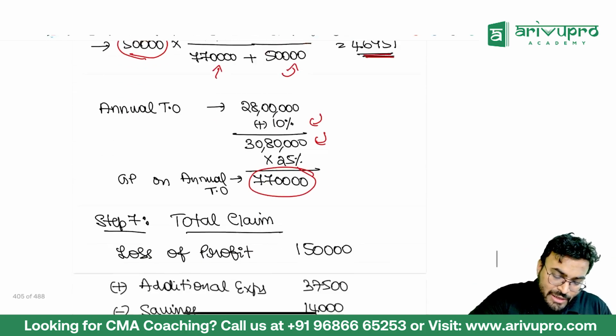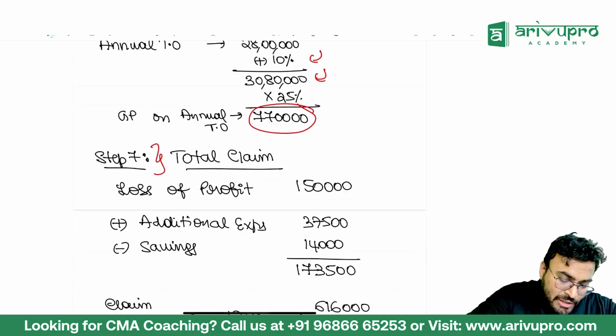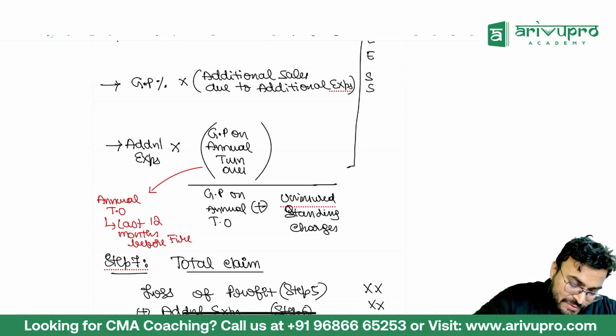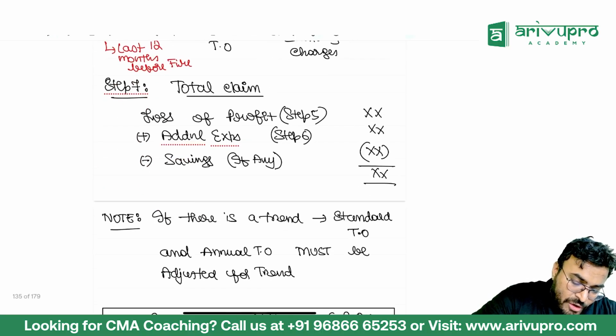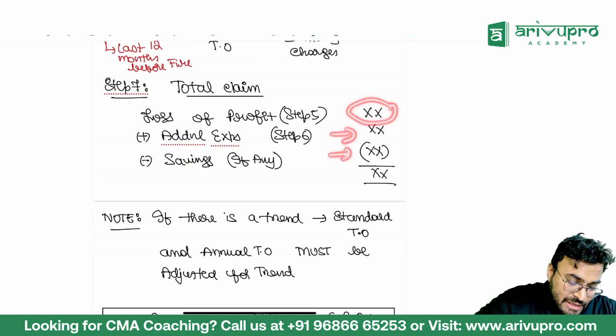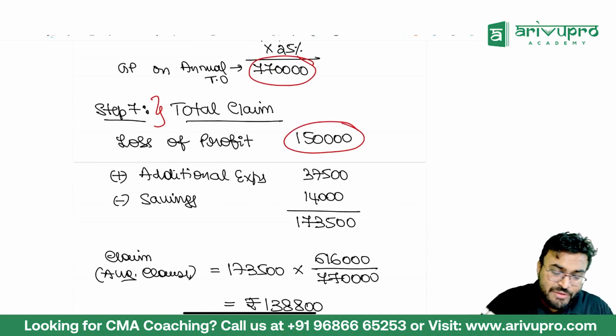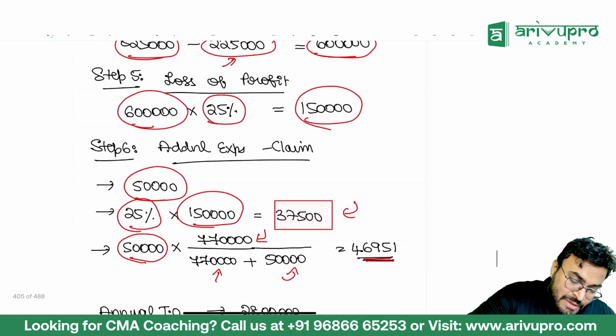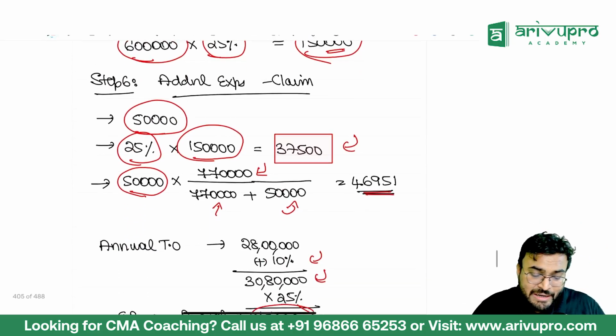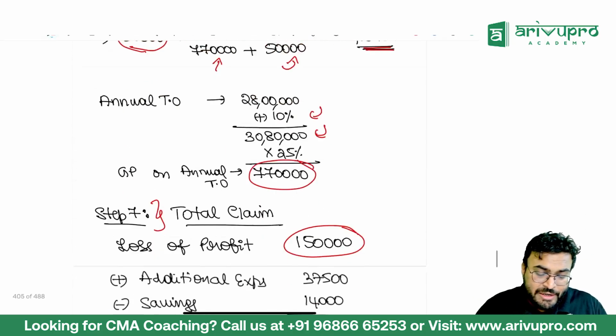Now what we are going to do? Okay. Have a look at this. Step 7 is your total claim. Okay, we have discussed step 7. What we are going to do? Loss of profit plus additional expenses minus savings. Okay, so here loss of profit is 1,50,000, which we calculated in step 5. Plus additional expenses 37,500, which we calculated in step 6.